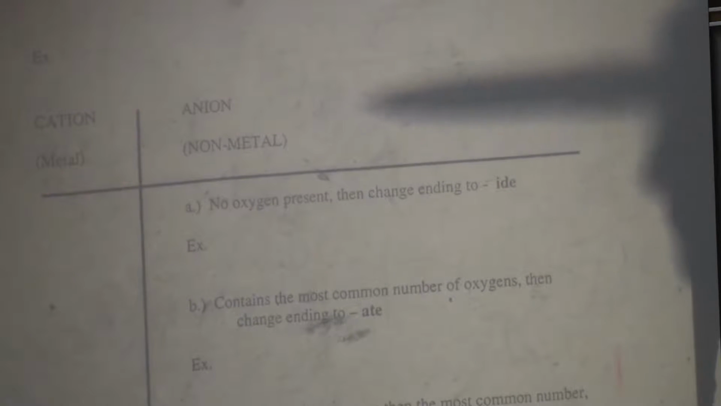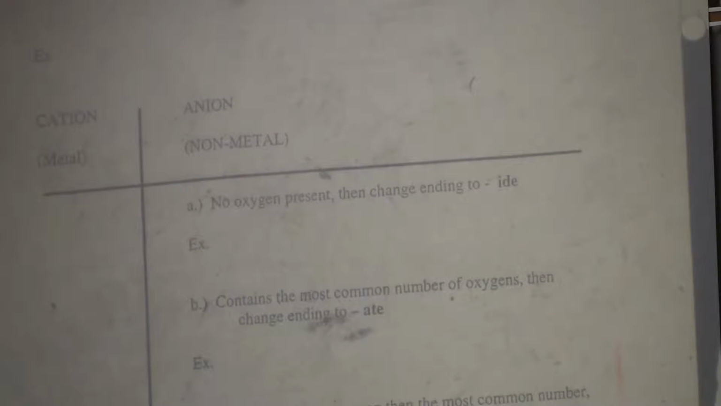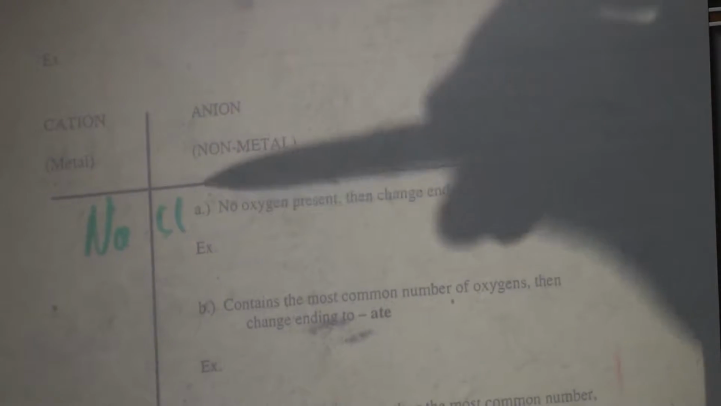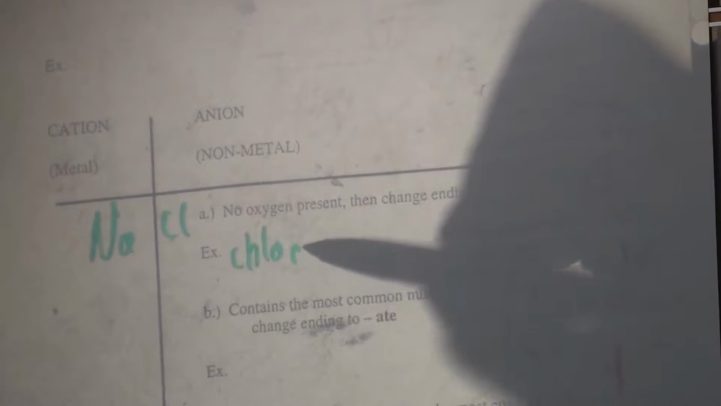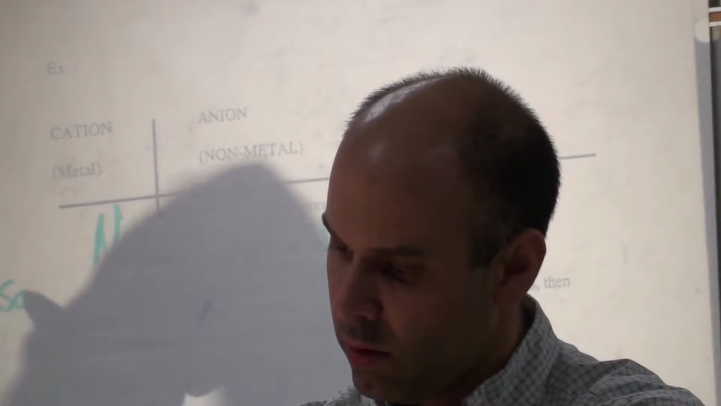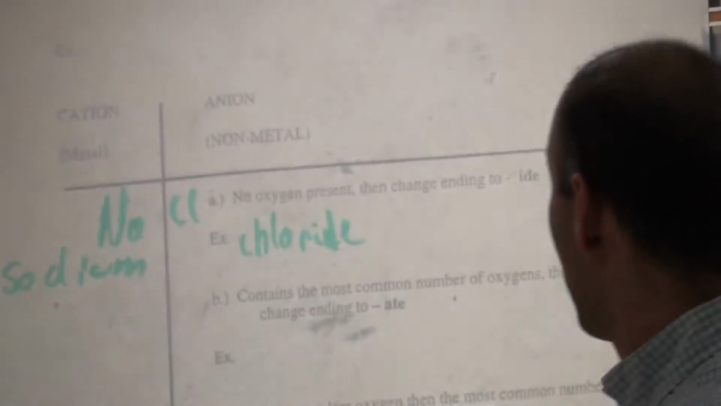Now, we've already learned how to name a binary, and a binary means two things, such as sodium chloride. The first element is a metal, and the second element is a nonmetal. If there is no oxygen present, then we change the ending to -ide. So the chlorine becomes chloride. So the name of this would be sodium chloride.